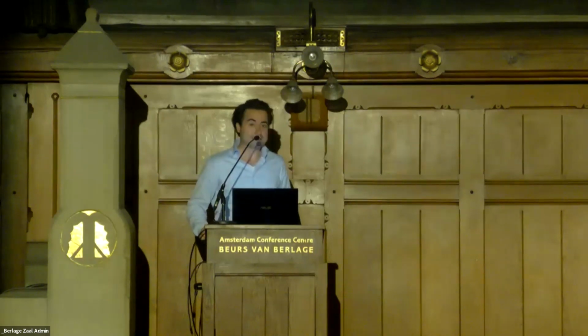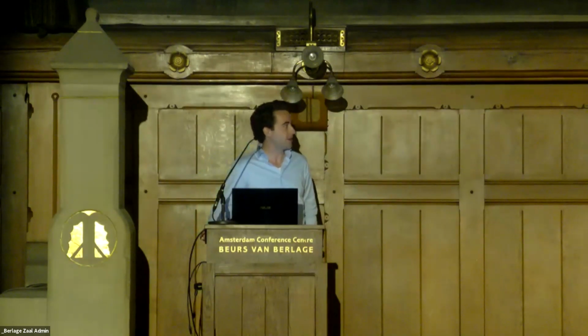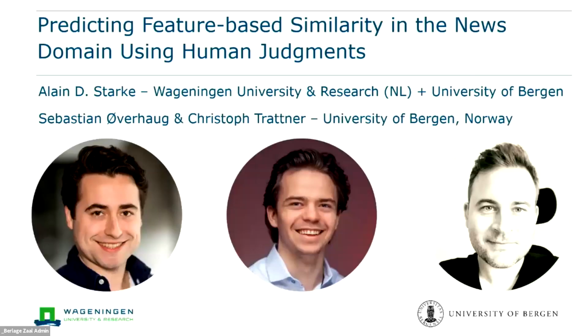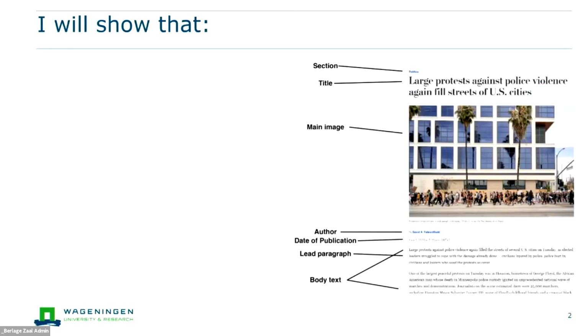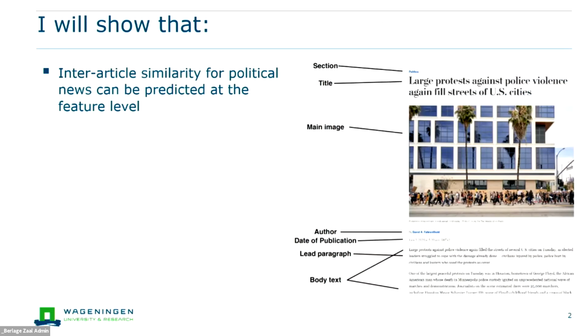And today's talk is about whether our news retrieval algorithms resonate with what a user judges two articles to be similar. So in this talk, I will show that if you predict inter-article similarity for the political news domain, it can be predicted at the feature level. So not as an article as a whole, but at the feature level.